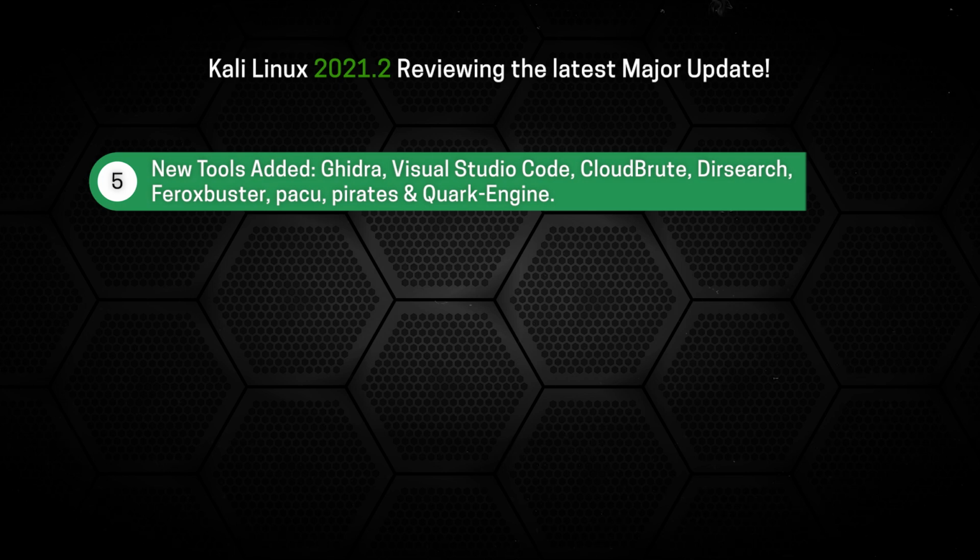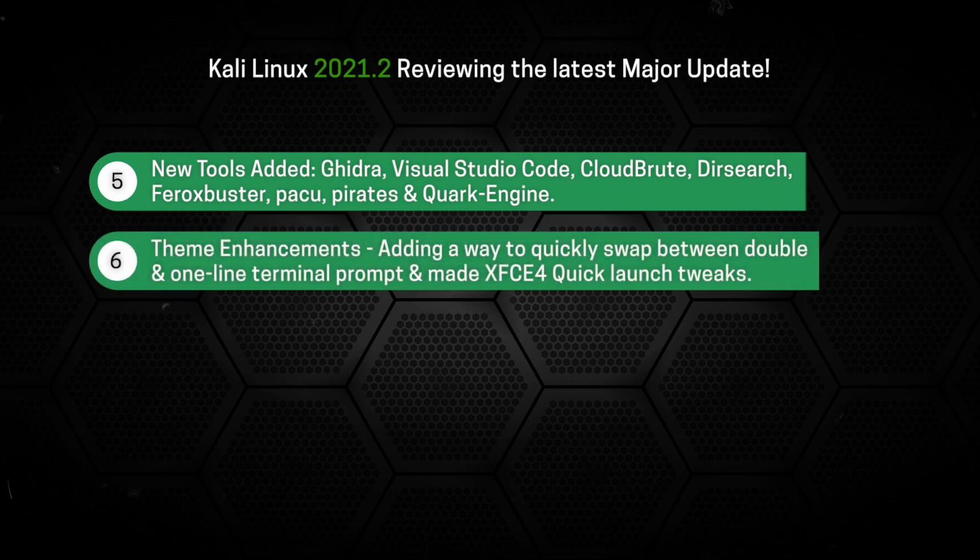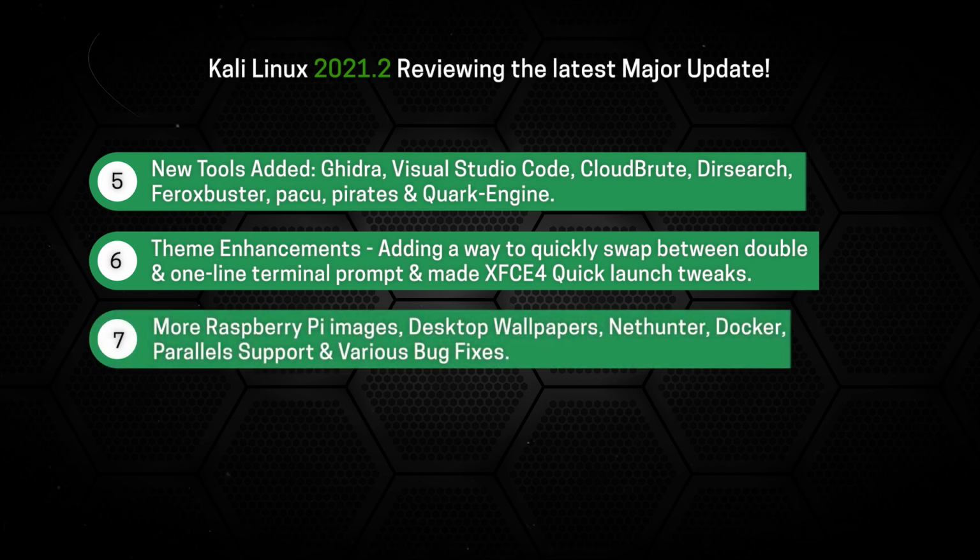The sixth thing we'll look at is theme enhancements, adding a way to quickly swap between double and one-line terminal prompt and making XFCE4 quick launch tweaks. And the seventh thing we'll look at is more Raspberry Pi images, desktop wallpapers, NetHunter, Docker, Parallels support, and various bug fixes. So let's jump in.